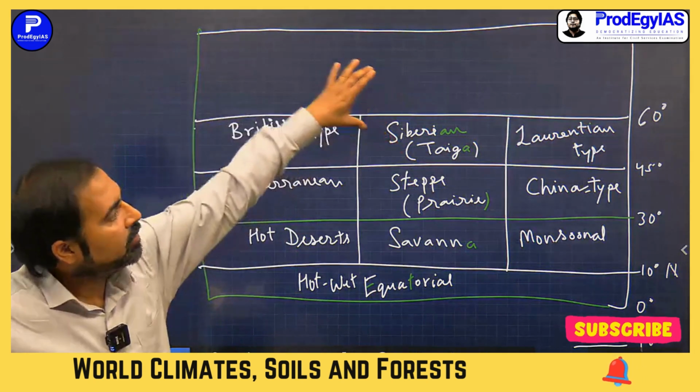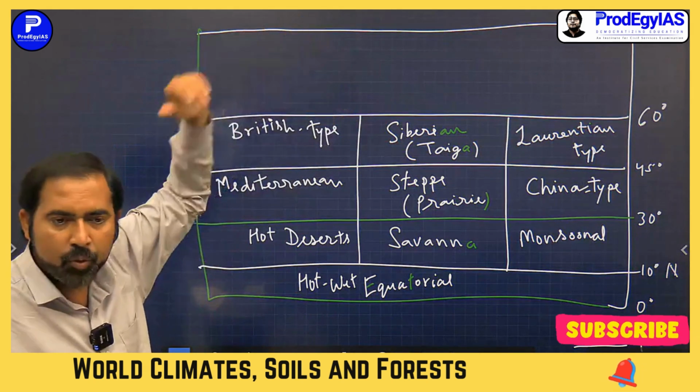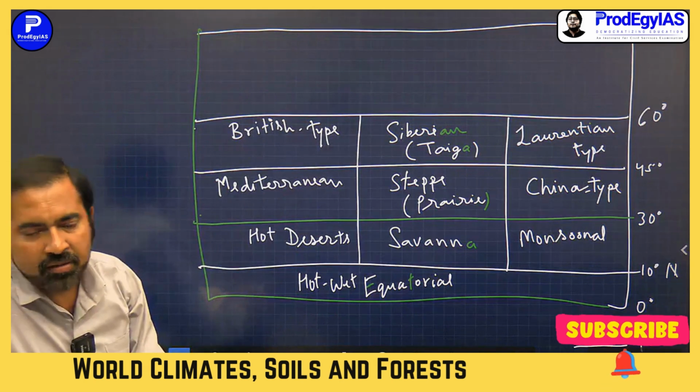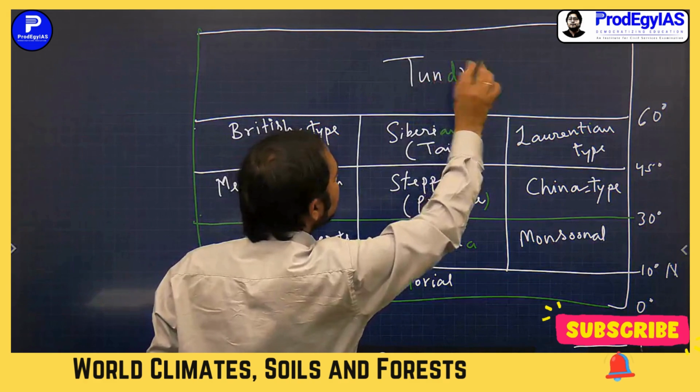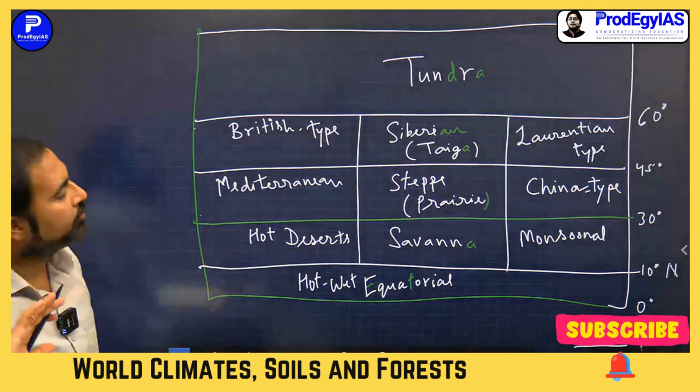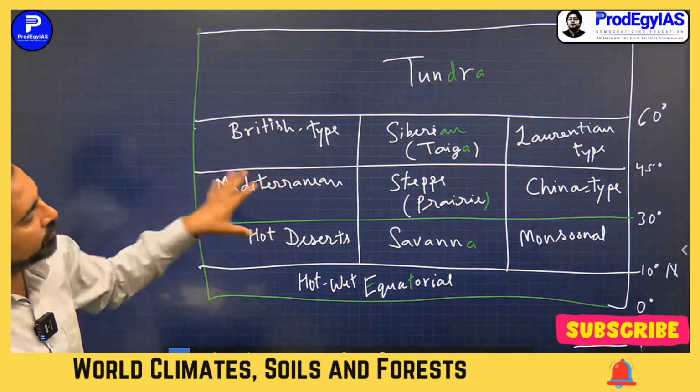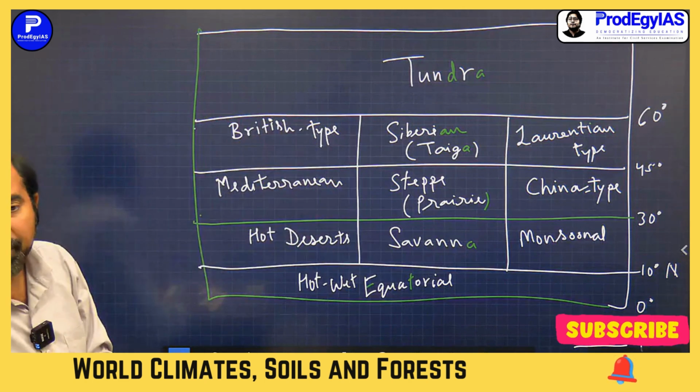And this land above 60° up to the poles is known as tundra. This is the tundra climatic region. So all in all, there are 11 climatic types.